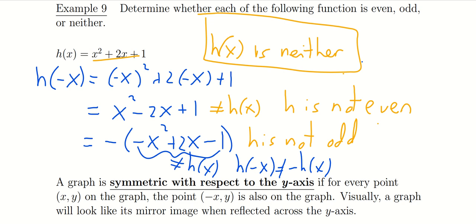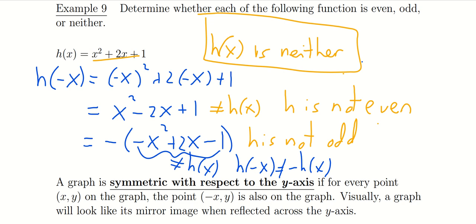Visually speaking, what this means is if I have any point on the graph, x comma y, and I connect that point to the y-axis by going straight horizontally, and I proceed the same distance on the other side to the point located at negative x comma y, that will produce another point on the graph. So even functions exhibit a y-axis symmetry.